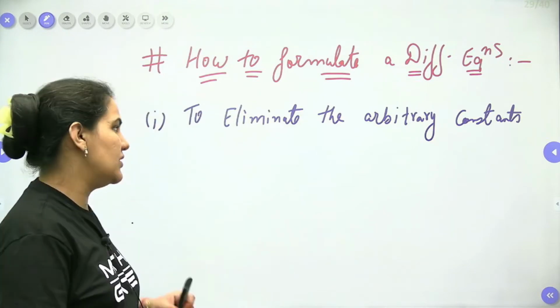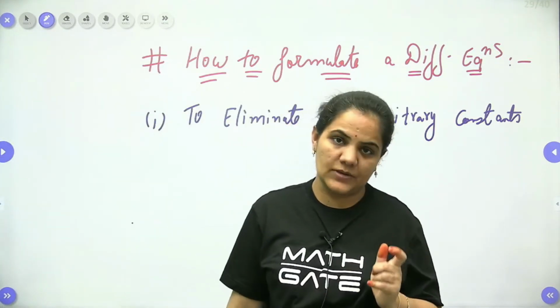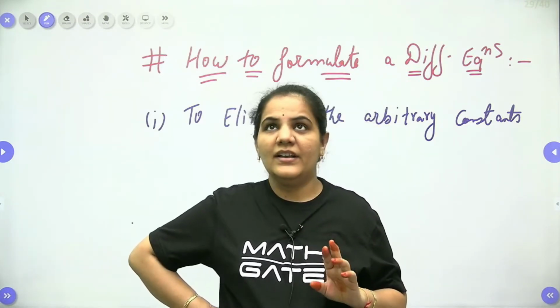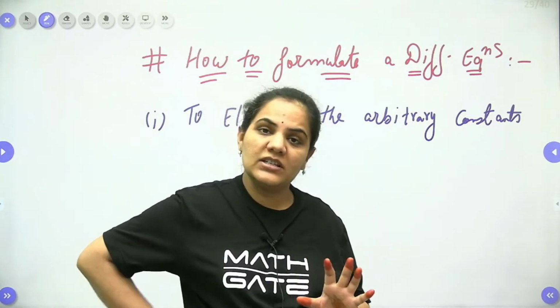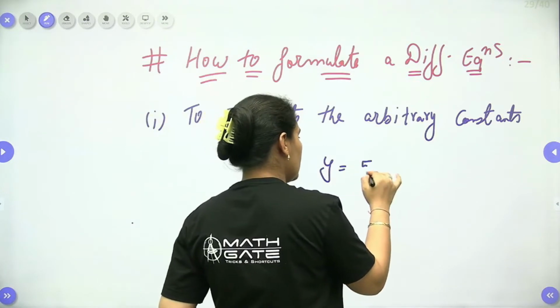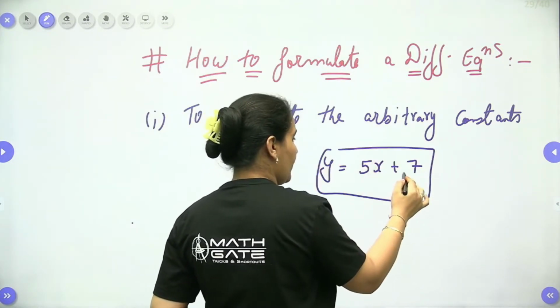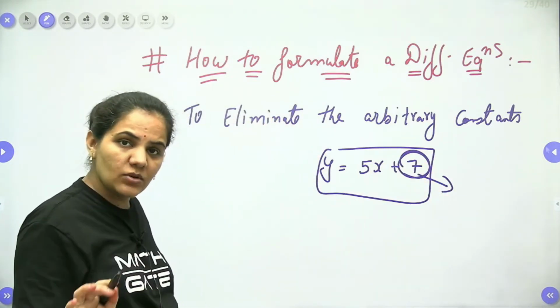The meaning of an arbitrary constant is a constant which can change. There are two words: the first is constant, and the second is arbitrary constant. Constant means which is fixed. Let me show you one example. If y is equal to 5x plus 7, then this 7 is fixed only.